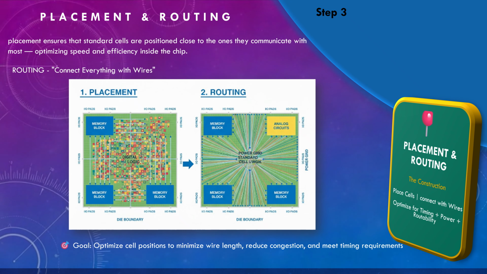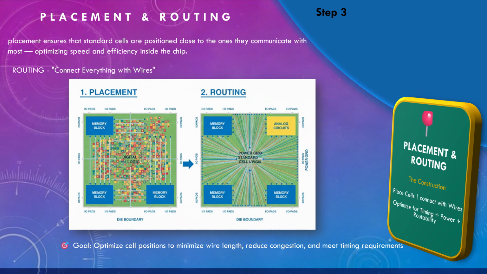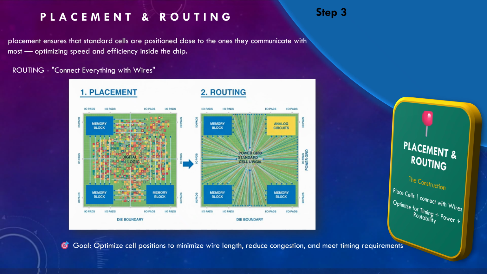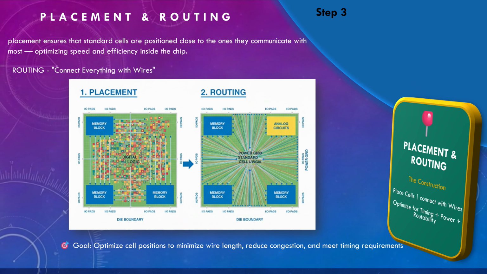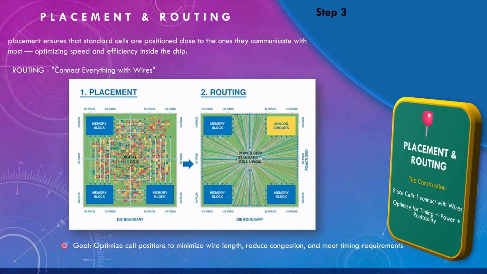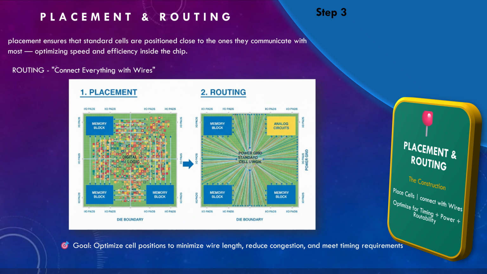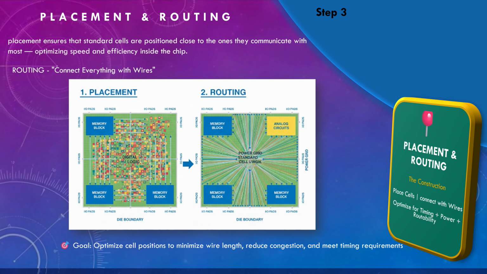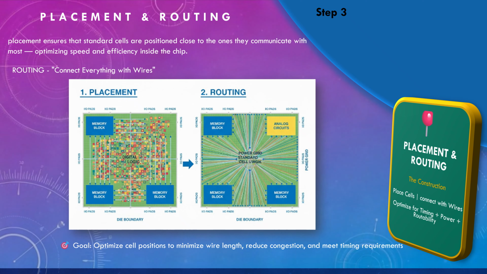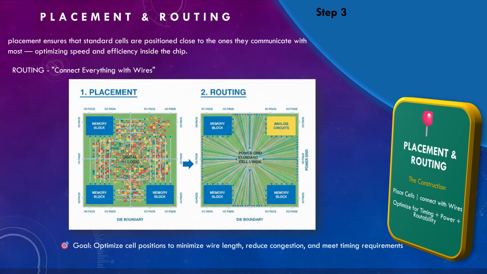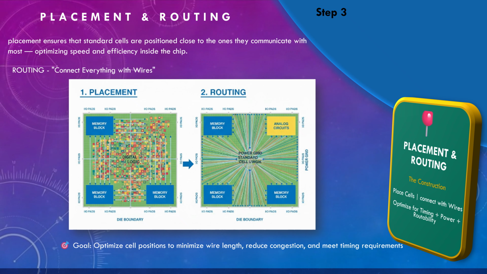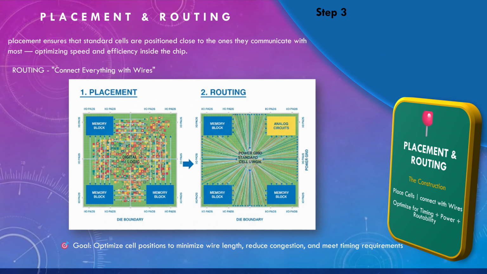The rooms are already built, now it's time to place the bed, table, and sofa. If related items are too far apart, movement becomes slow and daily life feels inefficient. Similarly, in physical design, placement ensures that standard cells are positioned close to the ones they communicate with most, optimizing speed and efficiency inside the chip.